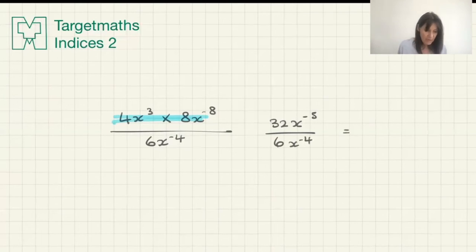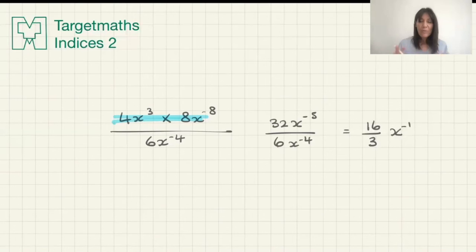Now, 6 doesn't go into 32 exactly, so this is going to give us a fraction result. I can cancel it a little bit. It's just halving them, and that's as far as I can go. And then x to the minus 5 minus 4. Okay, so it's x to the minus 5 minus minus 4, which would create a plus. That's going to give me x to the minus 1.